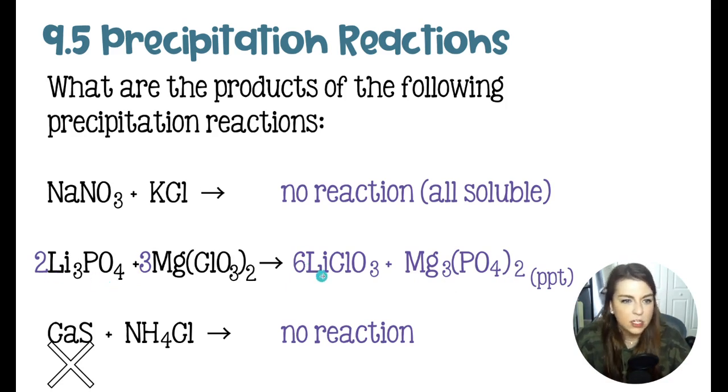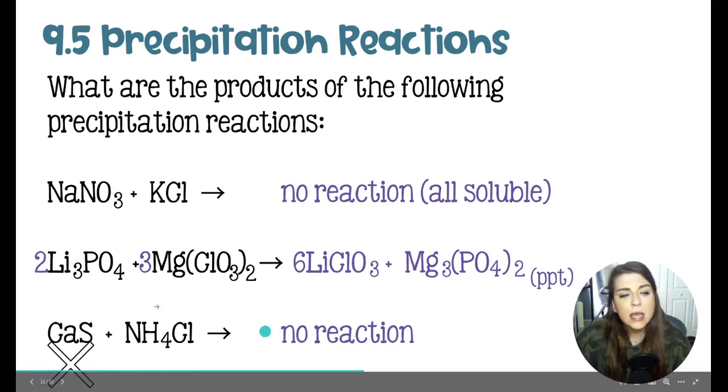And then, of course, my equation is balanced. I have 6 lithiums on each side of the equation. I have 6 chlorates on each side. This 3 times that 2 gives us 6 of the chlorates, 3 magnesiums, and 2 phosphates. And that is your reaction.